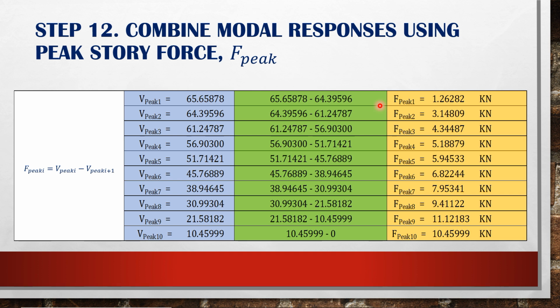So, for the second floor, so ito yung peak story shear force ng second floor, no? So, minus yung kasunod na floor, ito, 61.24787. So, ito yung solution. 64.39596 minus 61.24787 is equal to the peak story force of second floor, which is 3.14809 kilonewton. So, following that process and method, masosolve natin yung peak story force from first floor to 10th floor. So, ito na yung value natin.